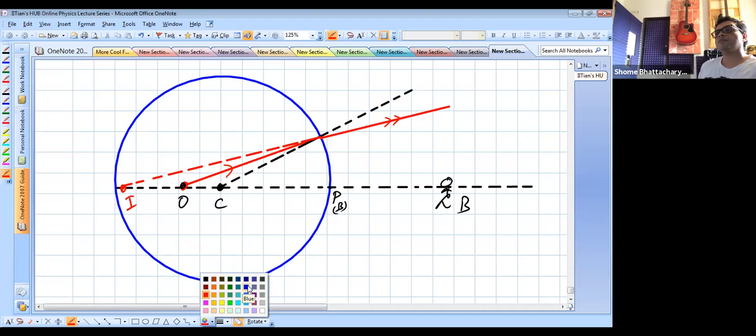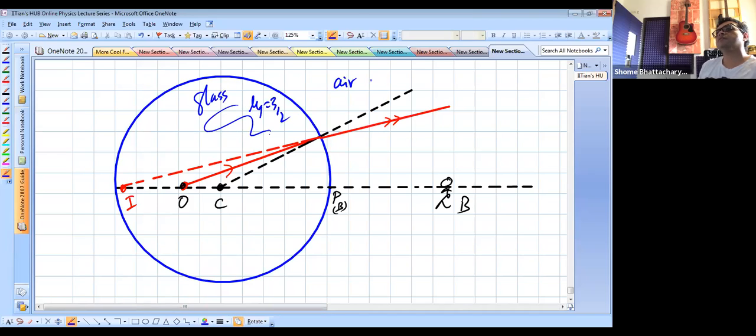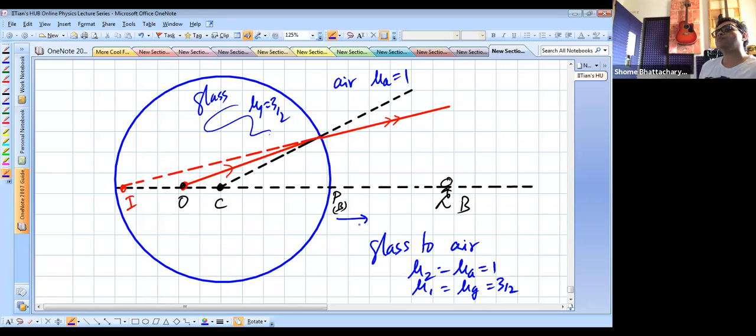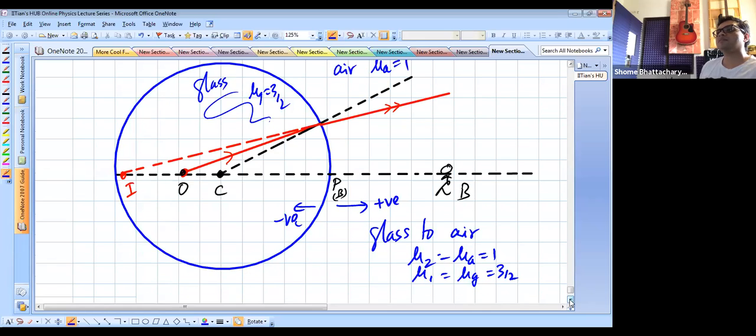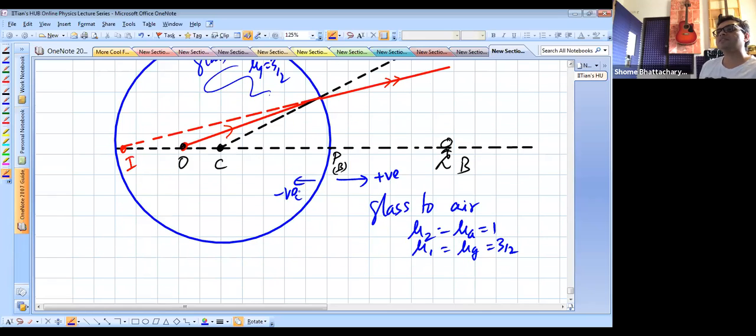So once again, the refraction is happening from glass to air. So I should take mu2 as the refractive index of air, or 1, and mu1 as the refractive index of glass, or 3 by 2. Now we can consider this side of the pole as positive again, and this side of the pole as negative. Or, if you're more comfortable the other way, you can always swap it. It will not matter. Ultimately, you will get some sign, and that sign will show you which side of the pole it is.